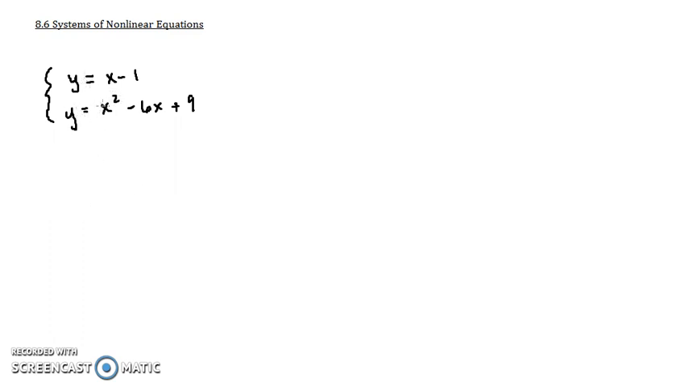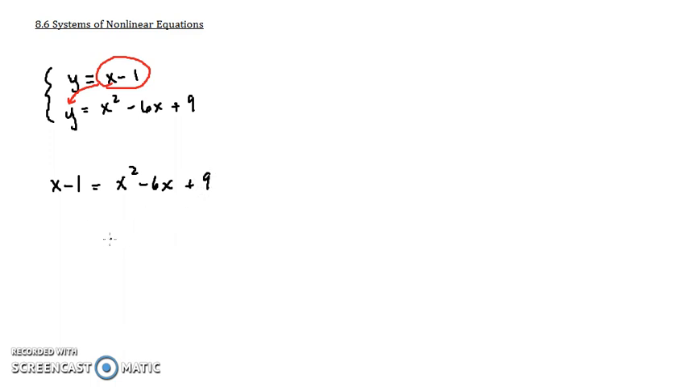So this one looks like it's already set up for substitution. We're already solved for y. So we could just go ahead and take this and substitute it into the other equation. Okay, so let's do this one by substitution. So we're going to replace y with x minus 1. We're going to get x minus 1 is equal to x squared minus 6x plus 9. So the substitution works exactly the same.